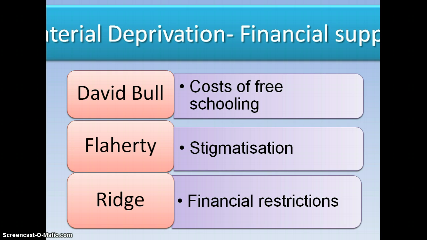The costs of items such as transport, uniforms, books, computers, calculators and sports equipment place a heavy burden on poor families. So Flaherty talks about stigmatisation. Because people may not be able to afford the correct equipment, poor children may have to deal with hand-me-downs and cheaper but unfashionable equipment, which may result in being stigmatised or bullied by peers.